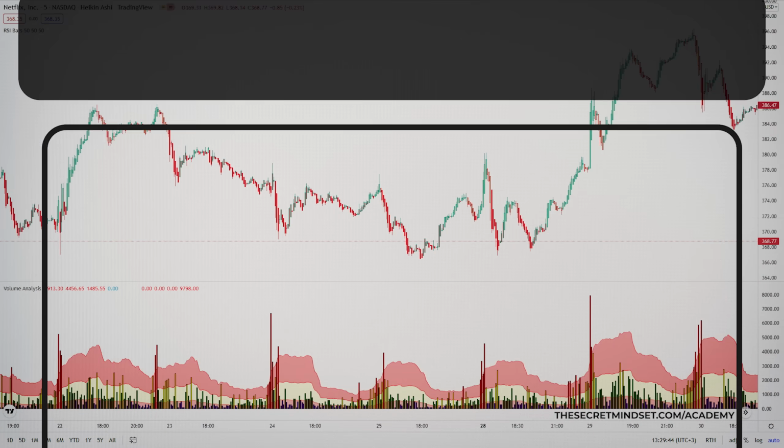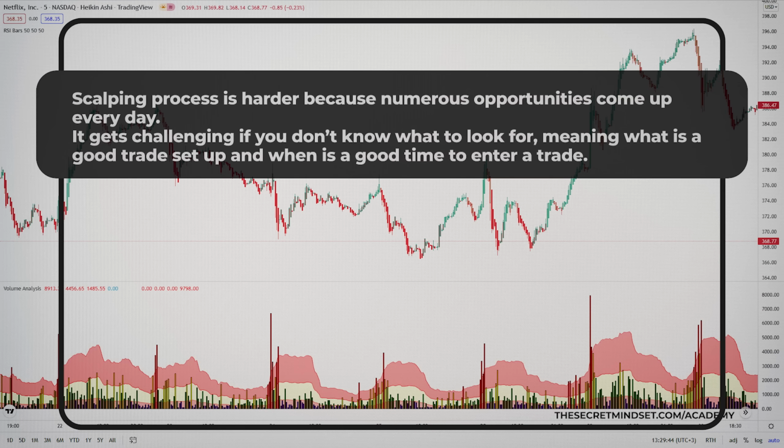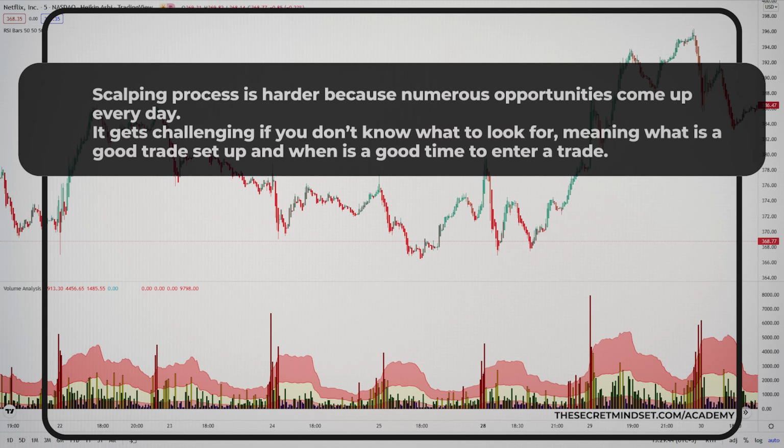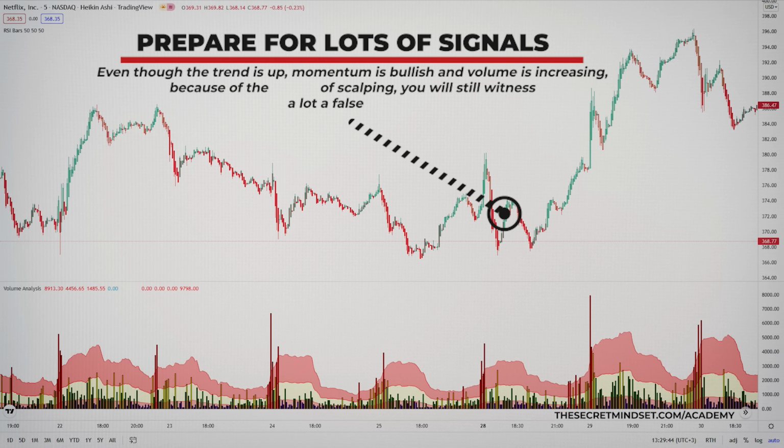When you are scalping and day trading, the process is much harder because numerous opportunities come up every day, and it gets challenging if you don't know what to look for, meaning what is a good trade setup and when is a good time to enter the trade. Even though the trend is up, momentum is bullish, and volume is increasing, because of the nature of scalping, you will still witness a lot of false signals.